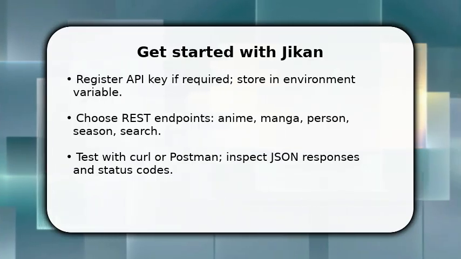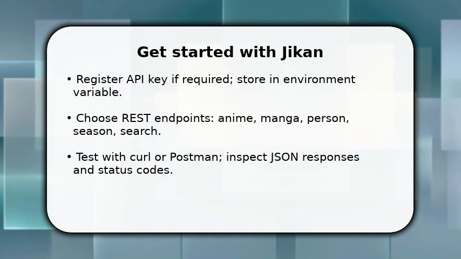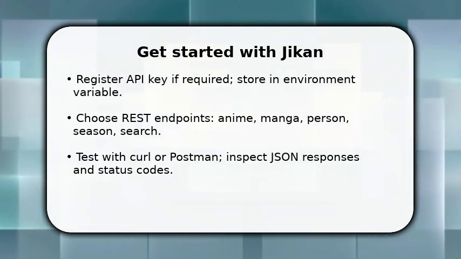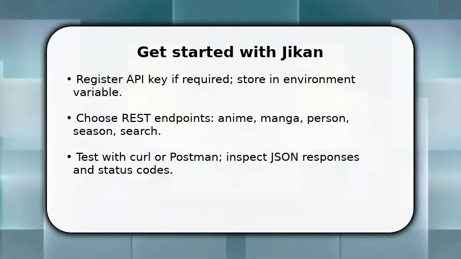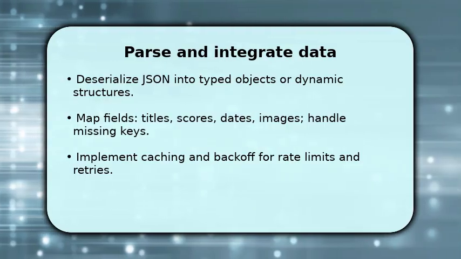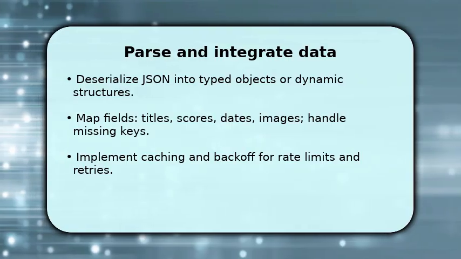This confirms connectivity. Make sure to capture rate limit headers early so your client respects throttling and avoids unexpected 429 errors. You now build the middle layer, deserialize the JSON into your app's data models, and map essential fields like titles, scores, dates, and image URLs.